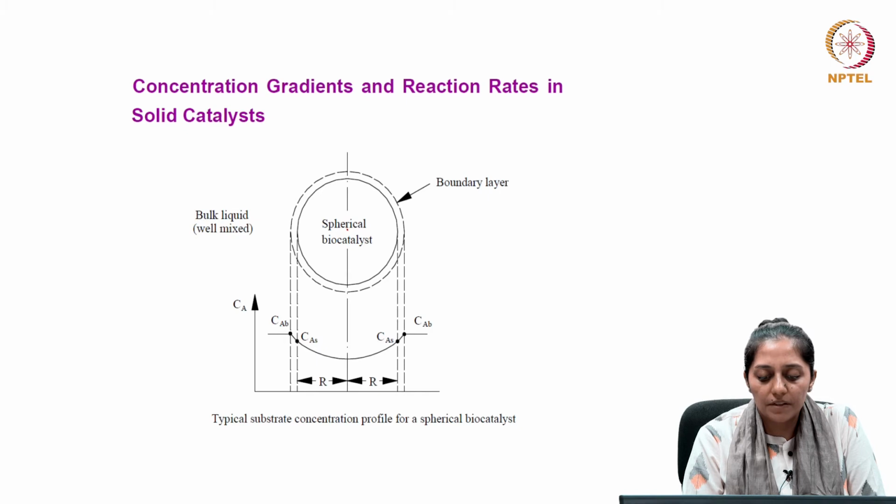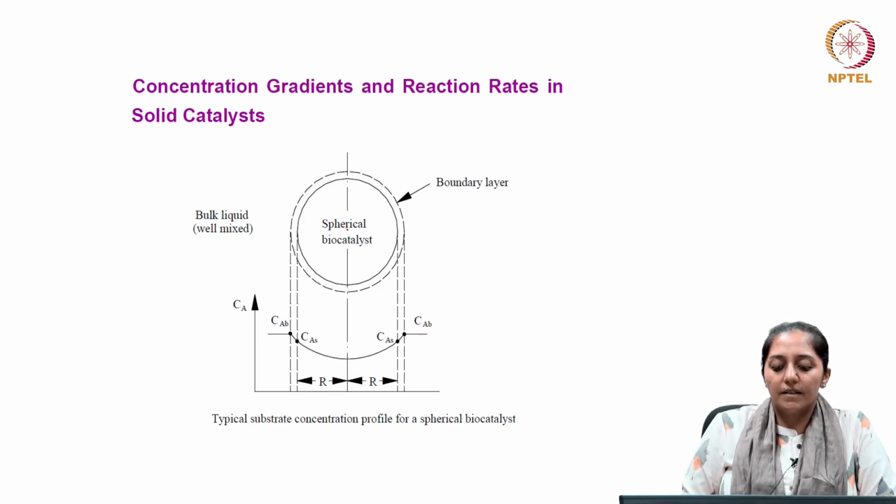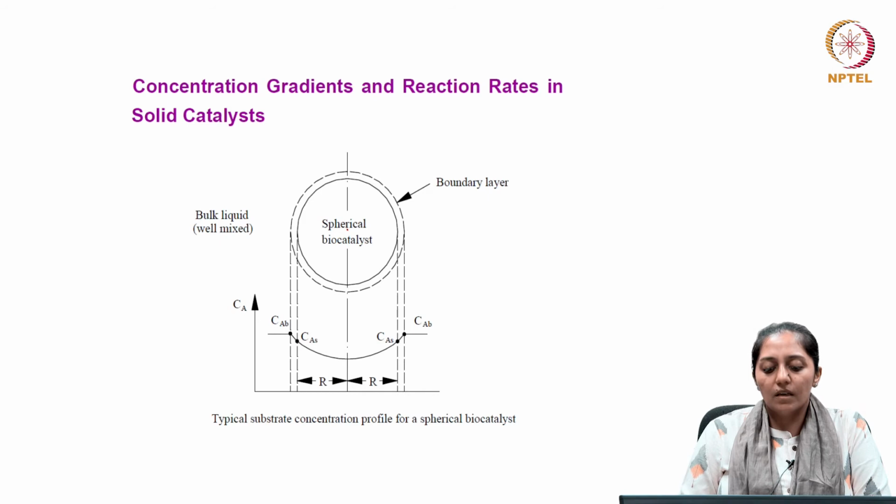So from the bulk, which is CAB, the concentration goes down because of the boundary layer, the solid-liquid boundary layer. Once it reaches the surface, because of the intra-particle mass transfer resistances, the concentration further goes down, due to diffusional limitations, before it reaches the center of the spherical particle. Now the spherical particle radius is given as capital R. So this is the substrate concentration profile in a spherical biocatalyst expected in an immobilized system.